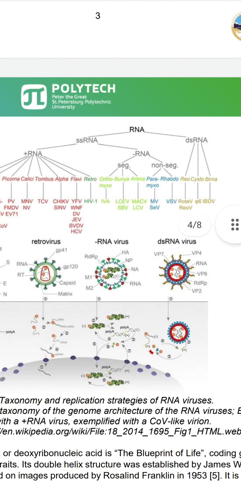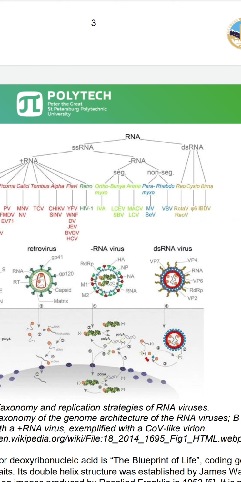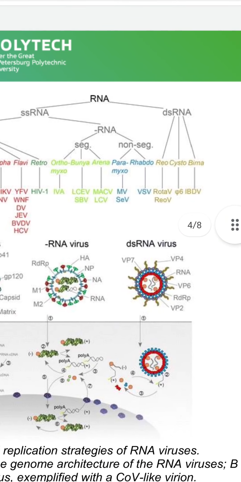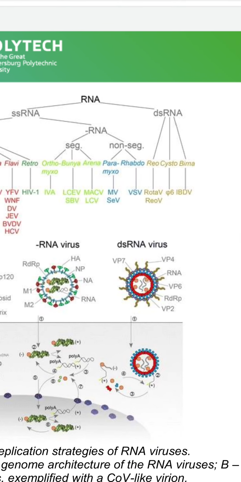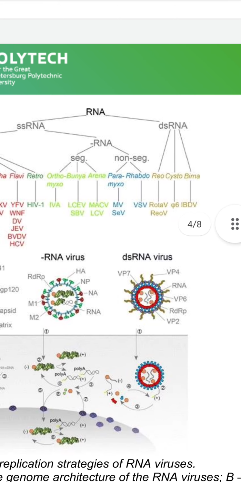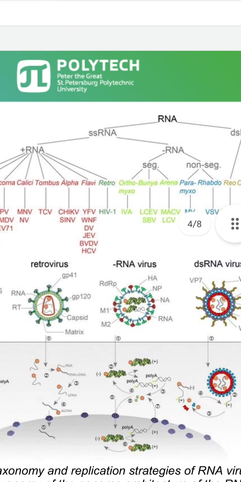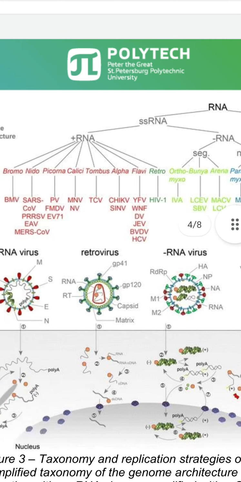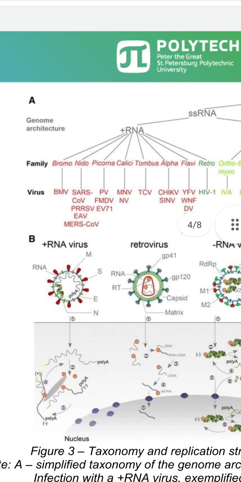You see, we have an RNA. The RNA is a dsRNA or ssRNA. If you have a dsRNA, well, it may be BMAL, IBDV, cysto, sigma 6, reo, the rotavirus or reovirus, or it will be a ssRNA. ssRNA could be a positive RNA from the family of Bromovirus. For example, the virus is BMV.